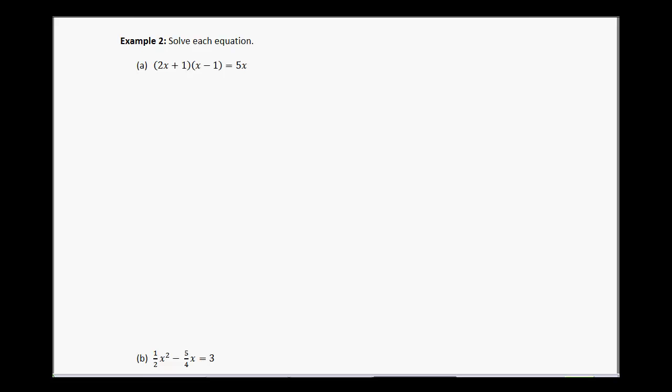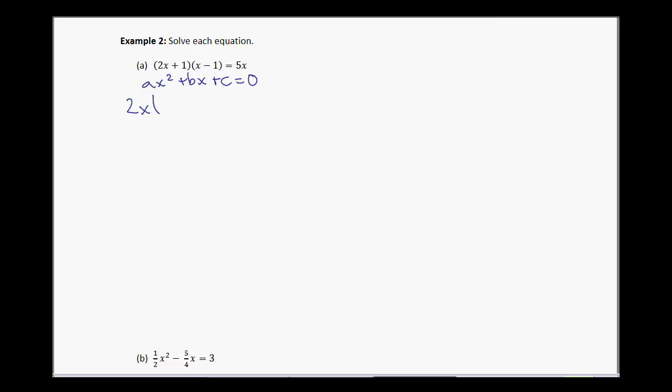Example 2. Solve each equation. 2x plus 1 multiplied by x minus 1 equals 5x. We need to write in the form ax squared plus bx plus c equals 0. So let's distribute this out and solve.